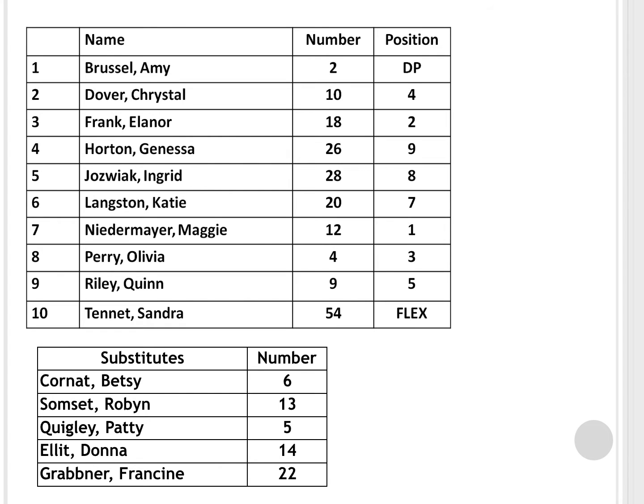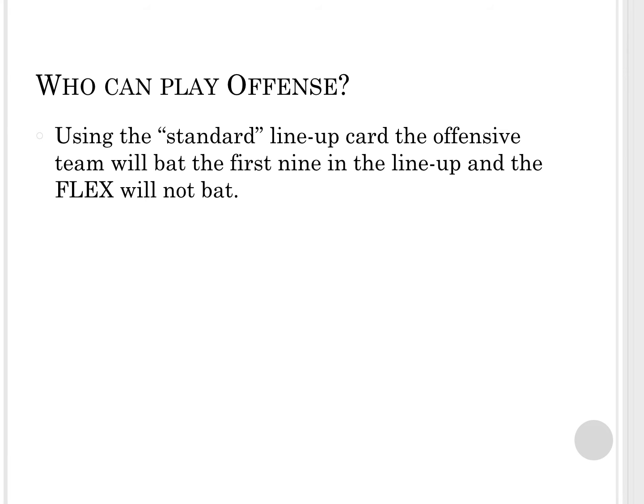This is the lineup that we're going to be using for this presentation, just to show you some examples of what can happen. Who can play offense? Using the standard lineup card, the offensive team will bat the first 9 in the lineup, and the flex will not bat. That's the lineup that we look at the beginning.